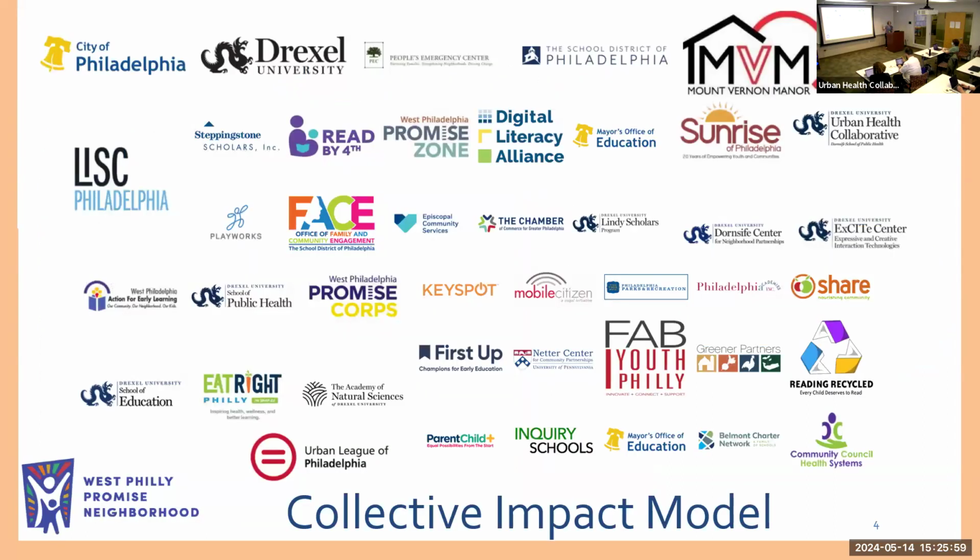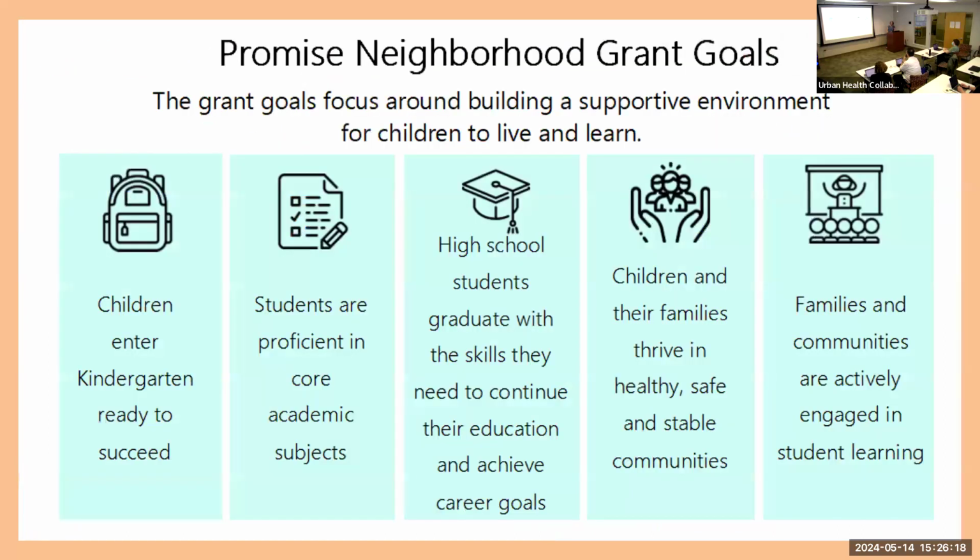We had many partners. This is a collective impact model, if you're familiar with it, with shared agendas, looking for areas of overlap of our existing work for sustainability purposes, and then investing in new and enhancing and scaling programs for the purposes of meeting its 5 grant goals. Not at all ambitious: just to make sure that kids are ready to enter kindergarten, they're proficient in all of their core educational subjects, that high school students graduate with the skills they need to continue their education and achieve their career goals, that children and families thrive in healthy, safe, and stable communities, and that families and communities are actively engaged in student learning.